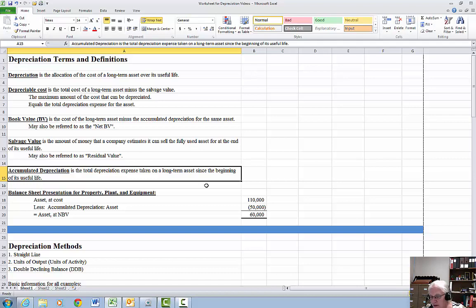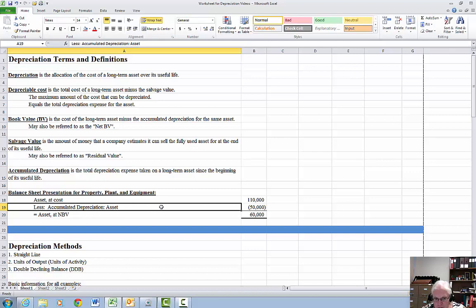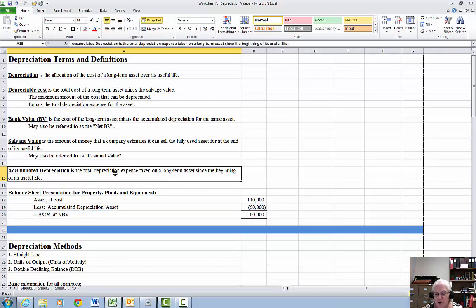It's a temporary account. It gets closed out at the end of the asset's life. The accumulated depreciation is a permanent account on the balance sheet. Remember, we just talked about it being on the face of the balance sheet. So that's a permanent account that never ever gets closed until you sell the asset. And then when the asset's cost goes away, that accumulated depreciation will also go away.